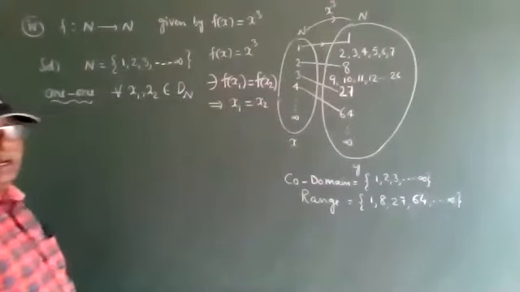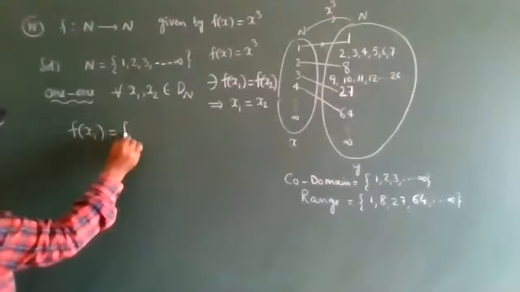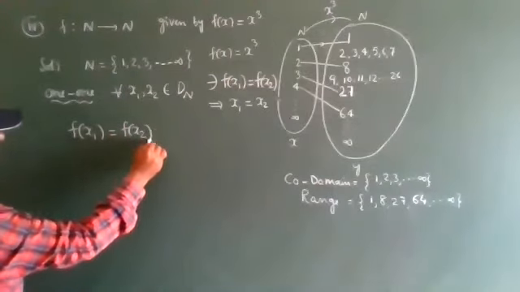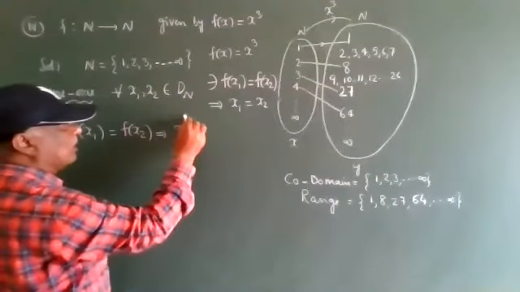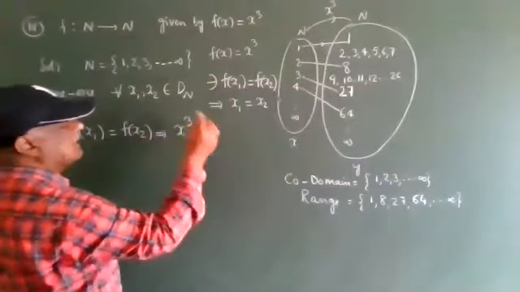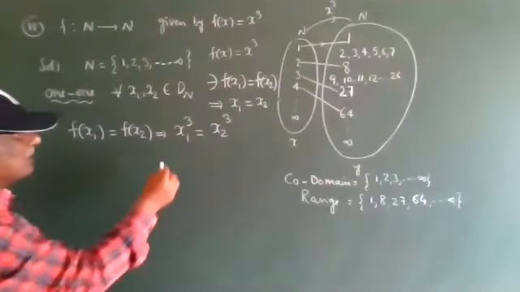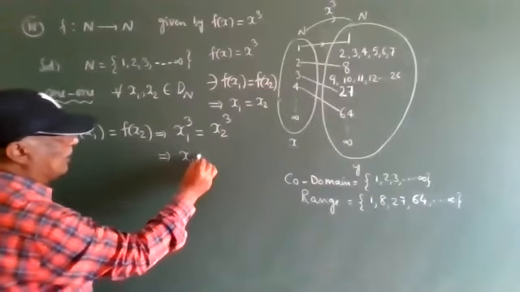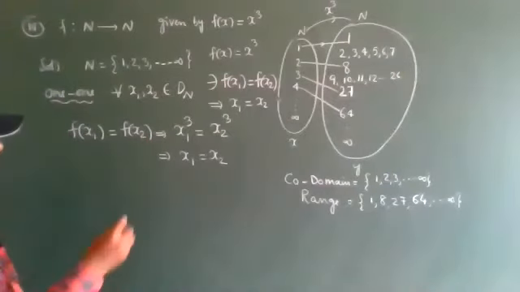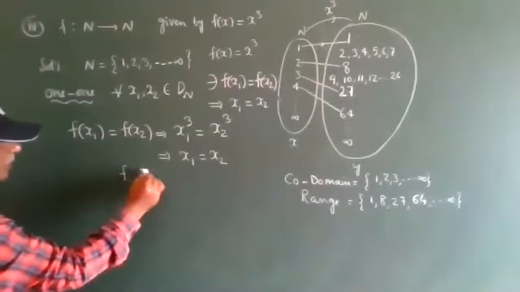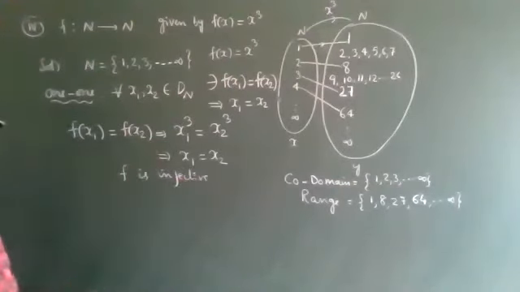Okay? So now write down. f of x1 is equal to f of x2. That implies x1 cube equals x2 cube. But a cube is never plus or minus, so x1 is equal to x2. One element has one image. Therefore, f is injective.